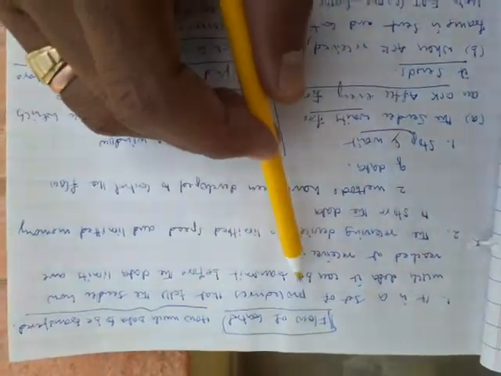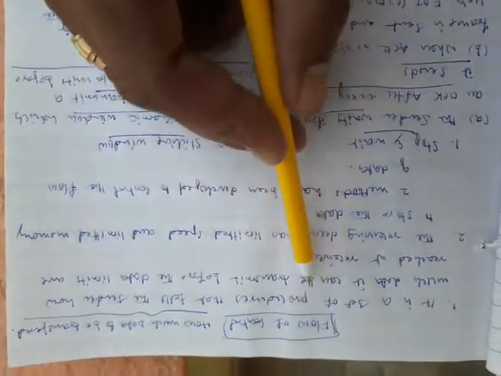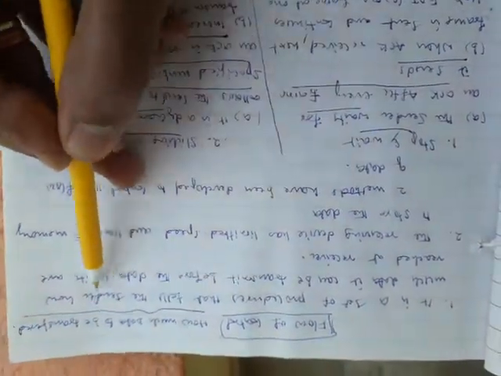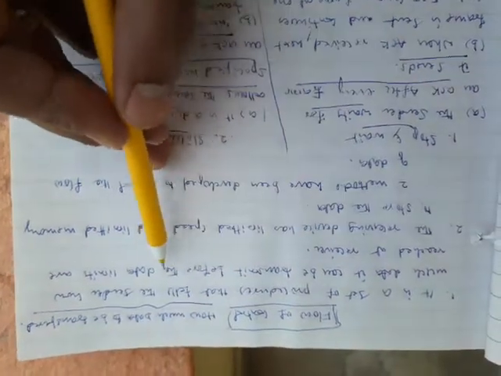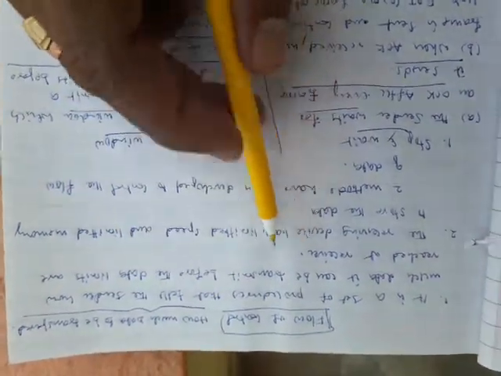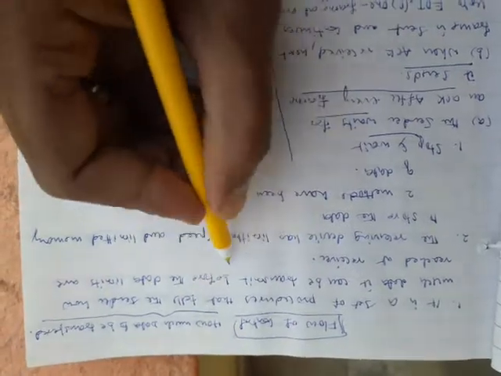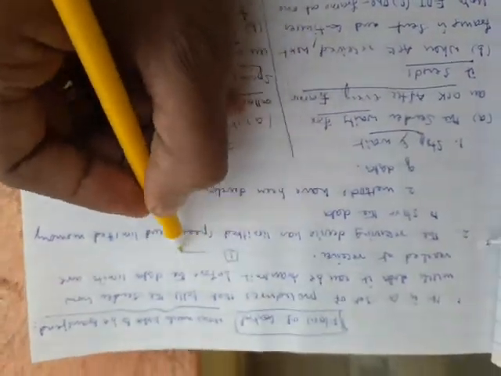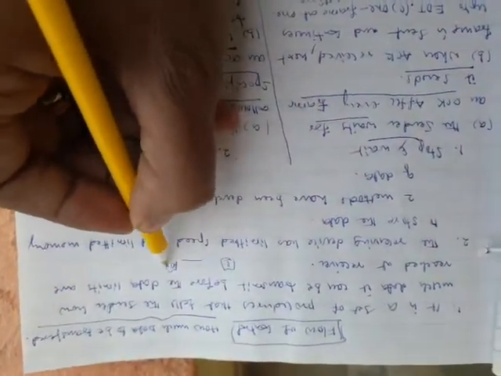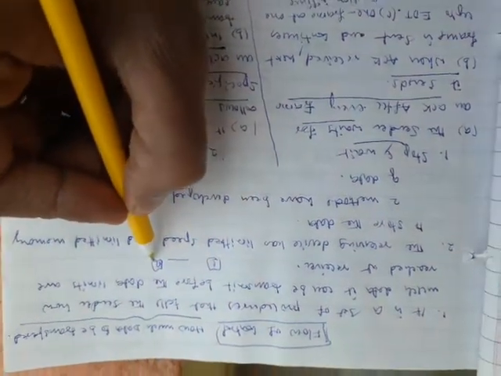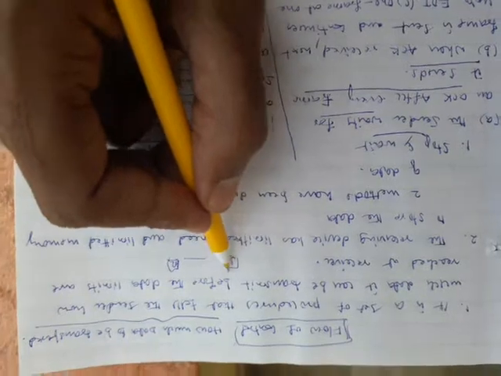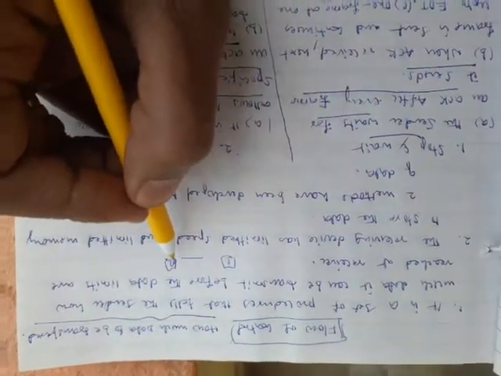See the following definition of flow of control. It is a set of procedures that tells the sender how much data can be transmitted before the data limits are reached at the receiver. That means sender and receiver both have their own data capabilities. So based on that, the sender can send the data to the receiver.